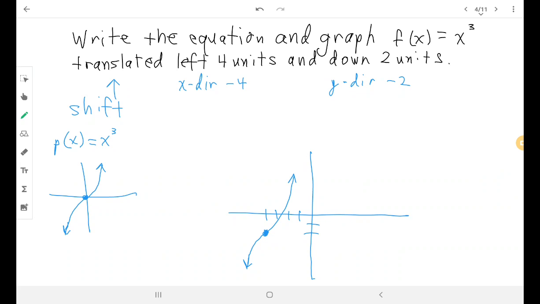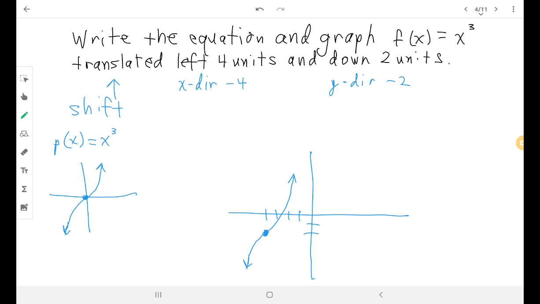It's like grabbing anything that you can drag and drop. This is dragging and dropping. Okay, that's what shifting, translating is. It's dragging and dropping. You don't change anything about it. You just pick it up and plop it down somewhere else.